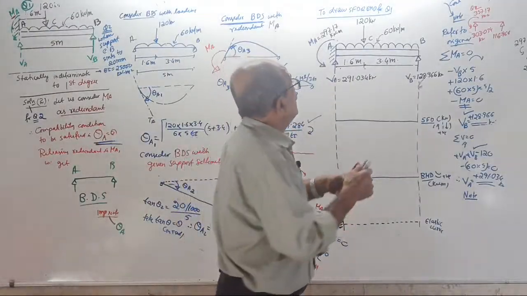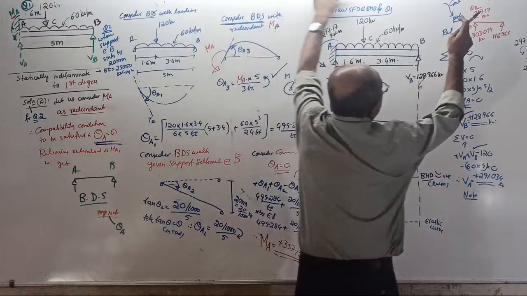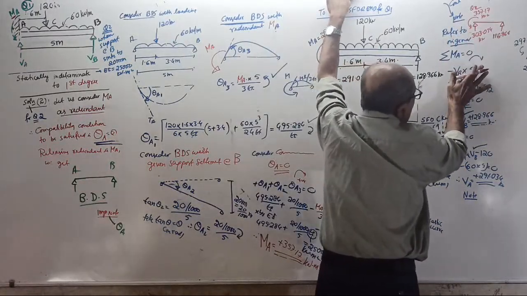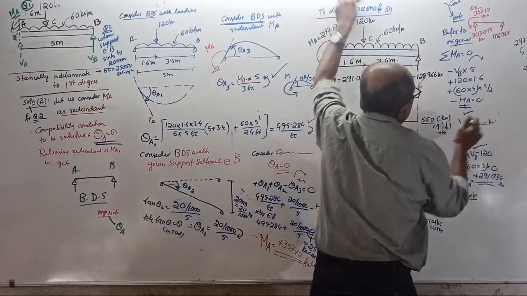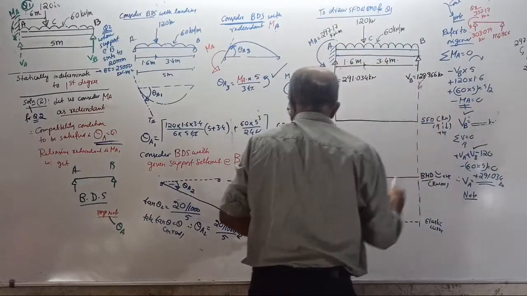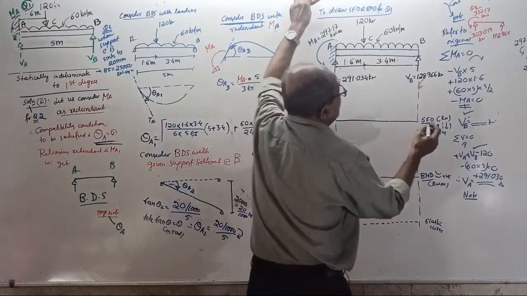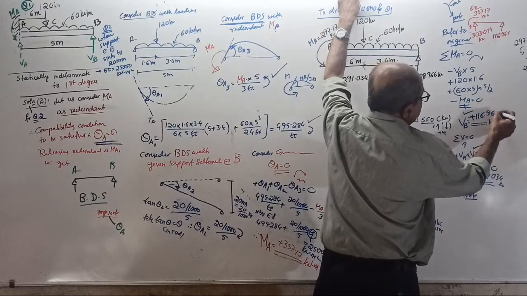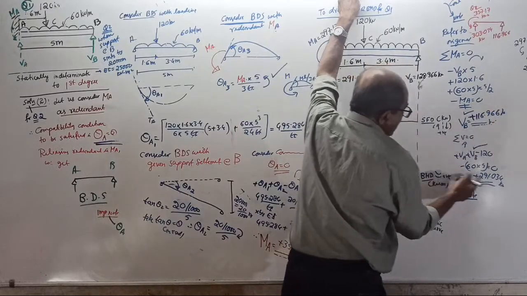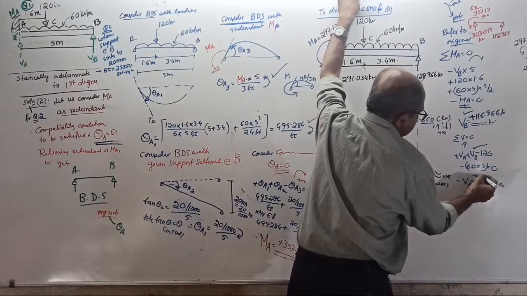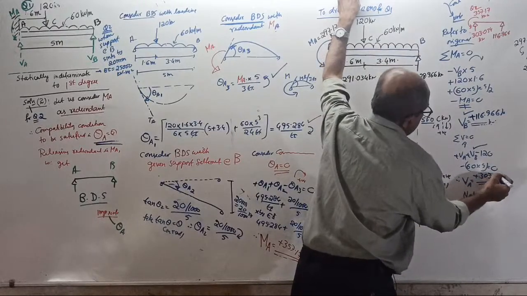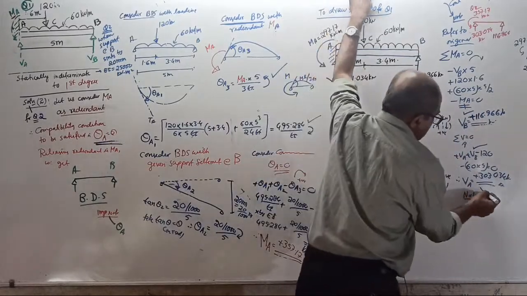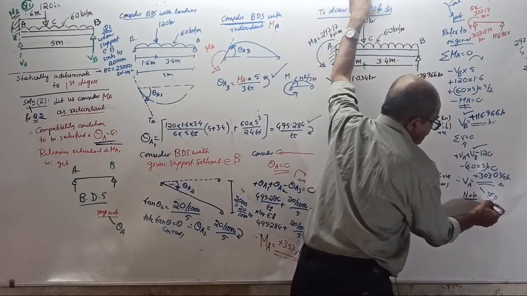Therefore, now do one thing. Once again make a note. Refer to the original beam. Sigma M about A equal to 0, clockwise positive. Same answer. Your VB will come. Now you substitute MA equal to 357 point something, VB will come plus 116.966 kilonewton, VA will come plus 303.034 kilonewton. Therefore, now go for SFD-BMD for this case.